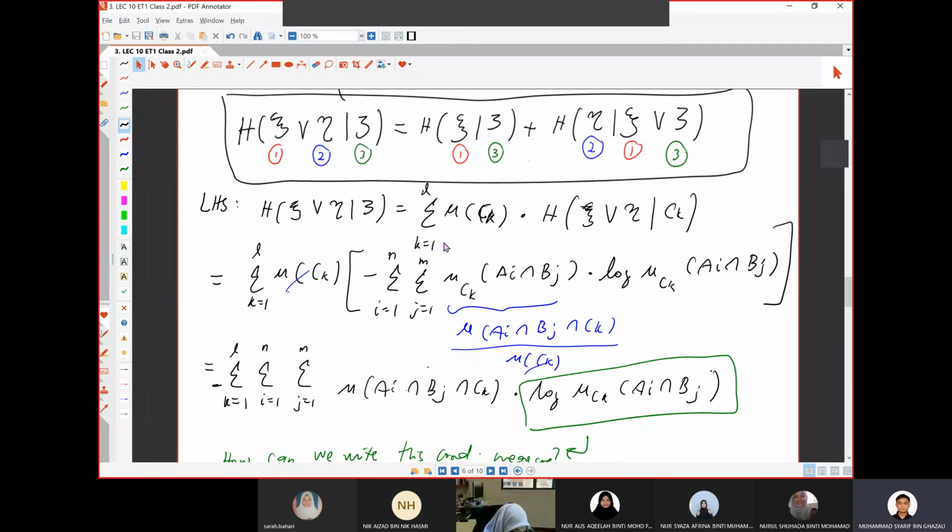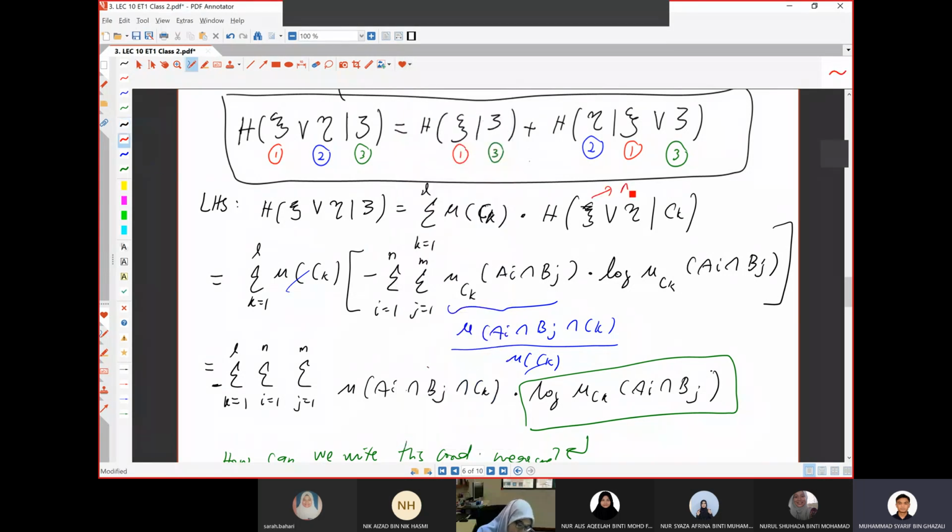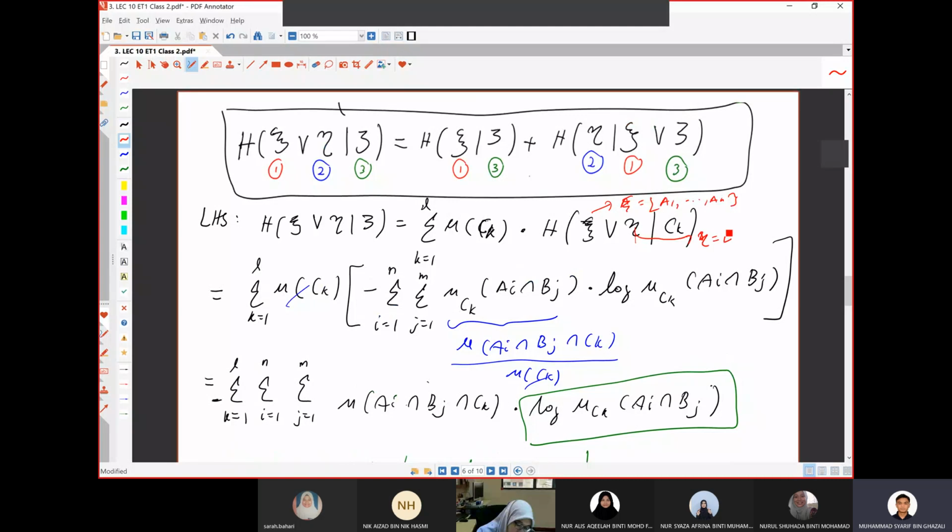Yes. And then this is mu of CK, I just write it here. Why does it have a double sum? Because it has two, Ai and Bj. How do we get Ai and Bj? Can you understand here? Since the join, because psi is A1 until AN, and eta is B1 until BM, sorry. So if we want to find the join, that means we have to find Ai intersect Bj. We have to find the list of possible intersections between these two elements. Can you follow up to here?